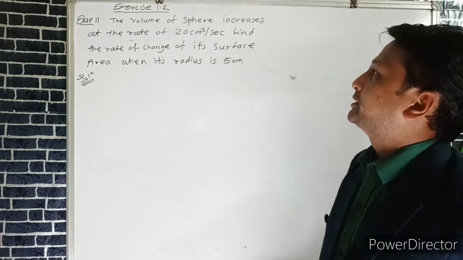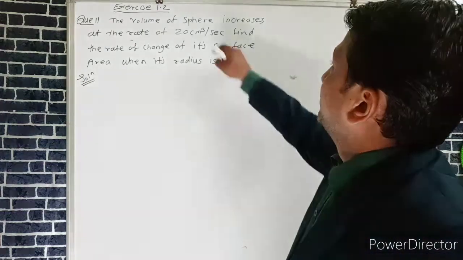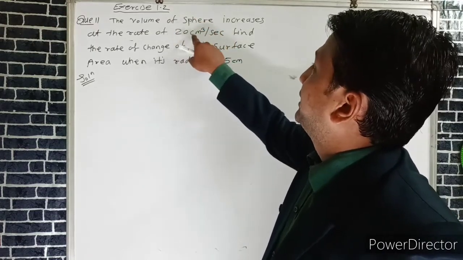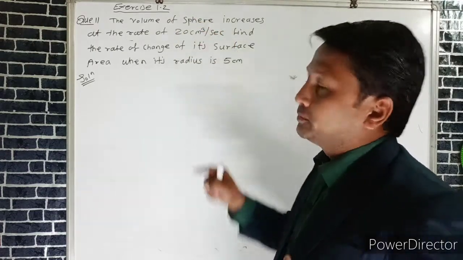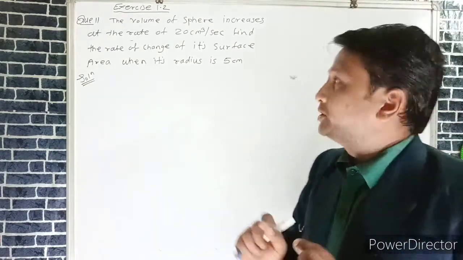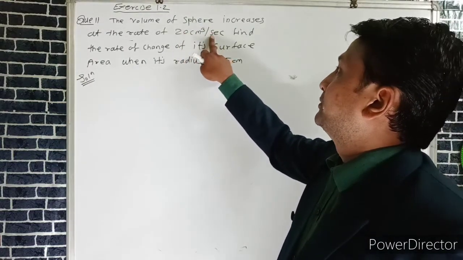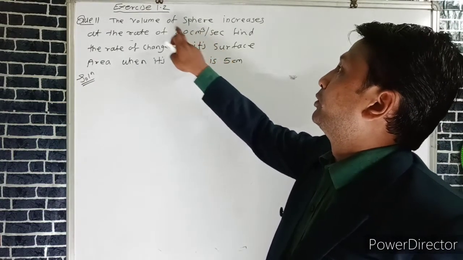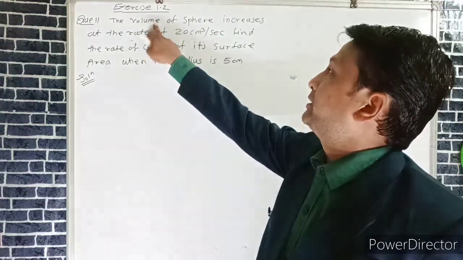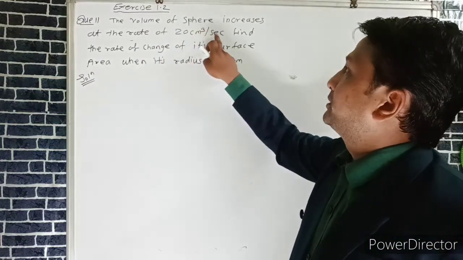centimeter cube per second. By the given condition, the volume of the sphere increases at the rate of 20 centimeter cube per second. It means that the rate of change of volume with respect to time t is 20 centimeter cube per second. Means the volume is changeable. If V is the volume of the sphere, then we can say that dV upon dt is equal to 20 centimeter cube per second, which is the given part.